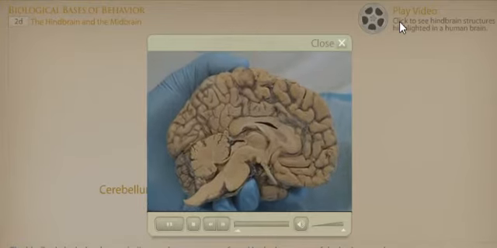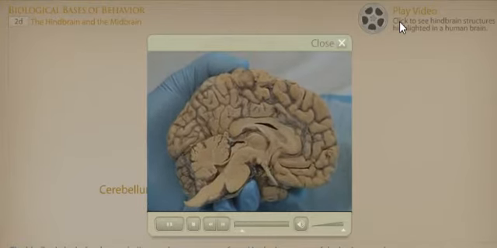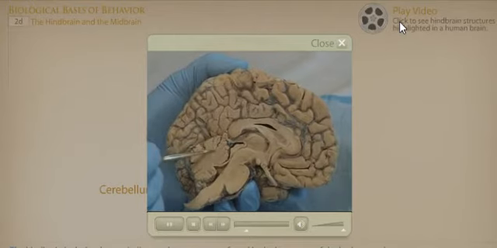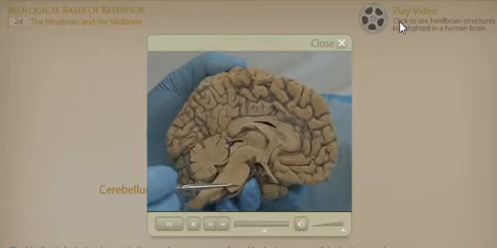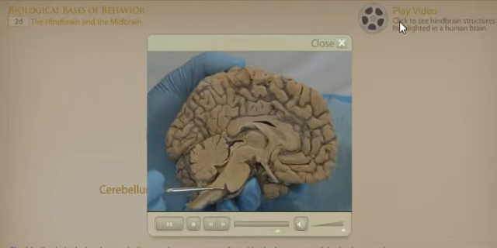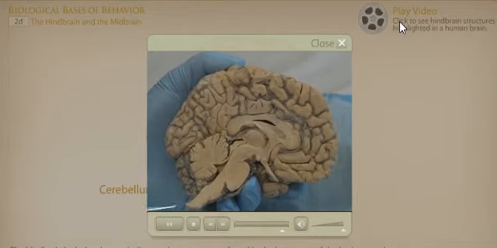The hindbrain consists of three structures. The cerebellum, seen here, a relatively large structure that constitutes about 10% of the brain's total volume. The pons, which is found near the top of the brainstem and appears to protrude from it. And the medulla, which is located at the base of the brainstem, just above the spinal cord.